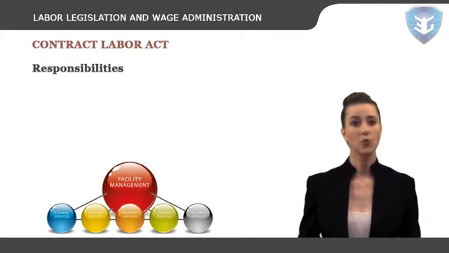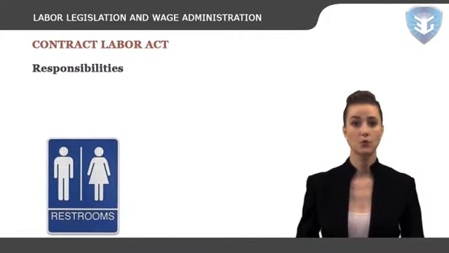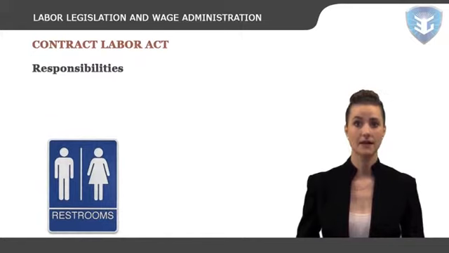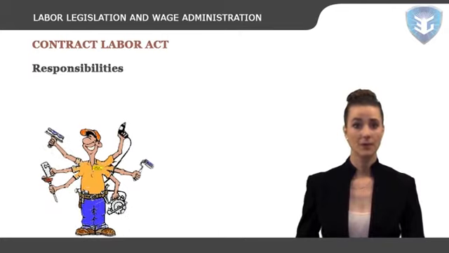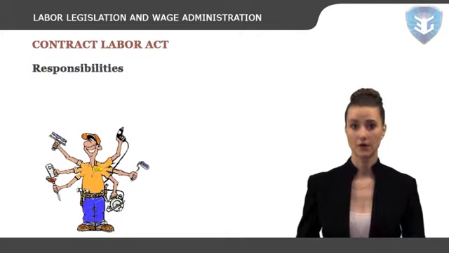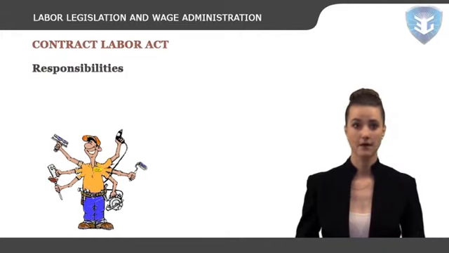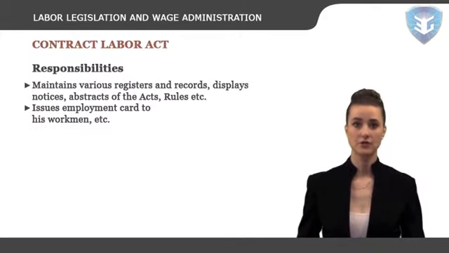A. Canteen, if employing 100 or more workmen in one place, and if the work is likely to last for 6 months or more. B. Restrooms, where the workmen are required to halt at night and the work is likely to last for 3 months or more. C. Requisite number of latrines and urinals, separate for men and women. D. Drinking water. E. Washing. F. First aid. G. Creche. Maintains various registers and records, displays notices, abstracts of the acts, rules, etc. Issues employment card to his workmen, etc.